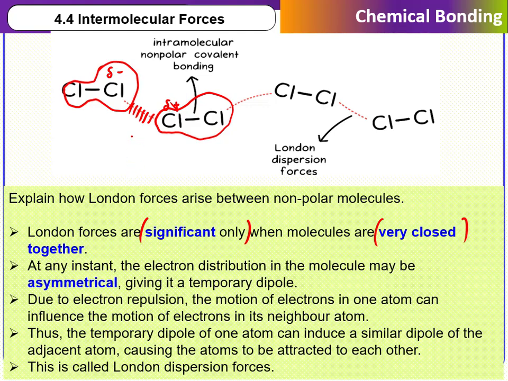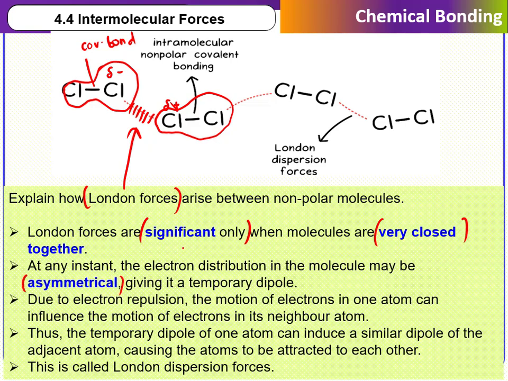What is the type of attractive forces that exist here? London forces. How about if it is within the same molecule? That is what we call a covalent bond. If it is between two different Cl2 molecules, then it is called London dispersion forces.